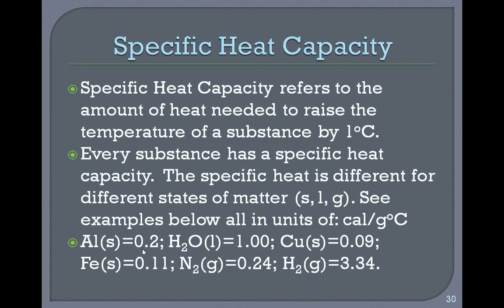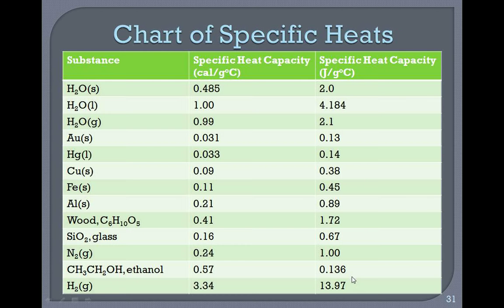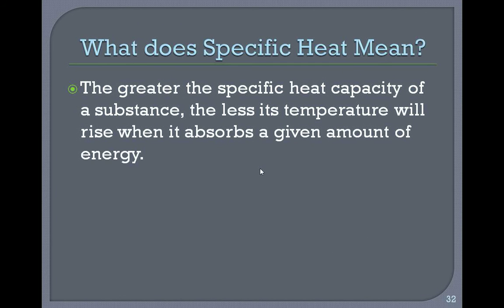So solid aluminum has a 0.2 specific heat capacity. Liquid water is 1. Solid copper is 0.09. Solid iron is 0.11. Nitrogen gas 0.24. Hydrogen gas 3.34. So here's a chart of specific heats. I believe that one of these numbers up here is not correct.